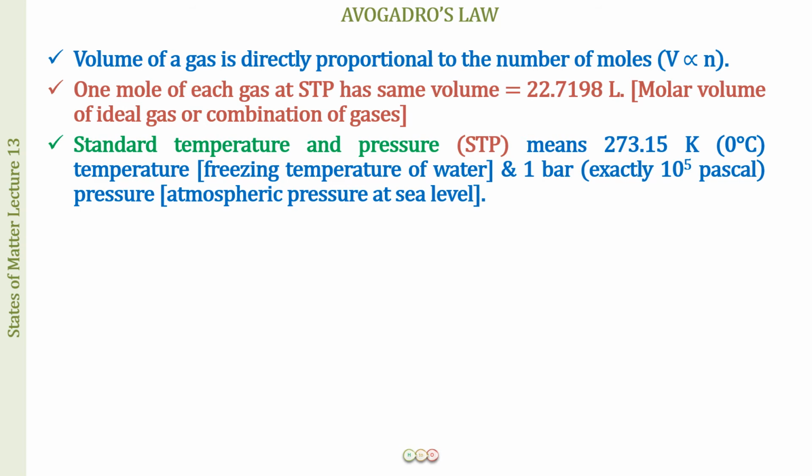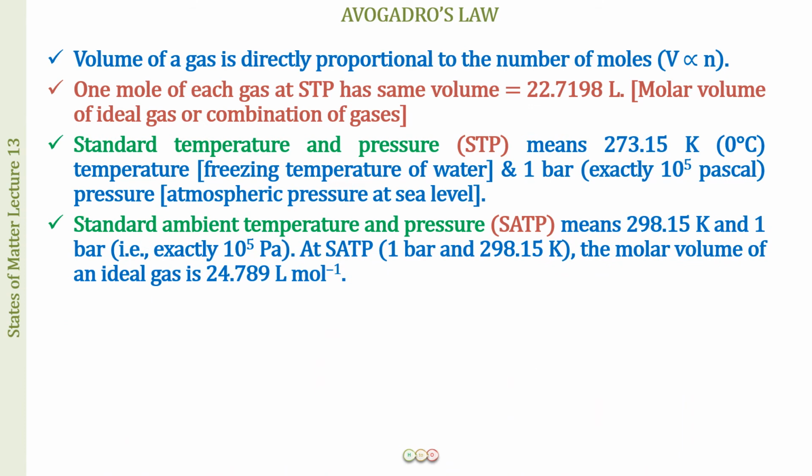Now another term that we learn over here is SATP. SATP is standard ambient temperature and pressure. Now STP is a temperature of 0 degrees Celsius, which is very difficult for us to cool a gas to every time and then measure the volume of the gas, right? So what we have is the room temperature, which we generally take to be 25 degrees Celsius or 298.15 Kelvin. So at this room temperature of 25 degrees Celsius and the same pressure, that is 1 bar pressure, which is exactly 10 to the power 5 Pascal.